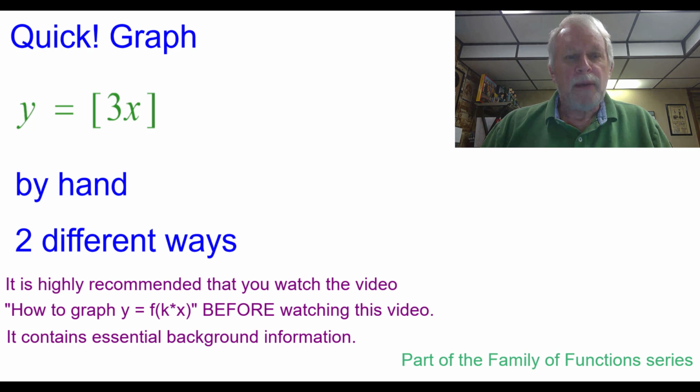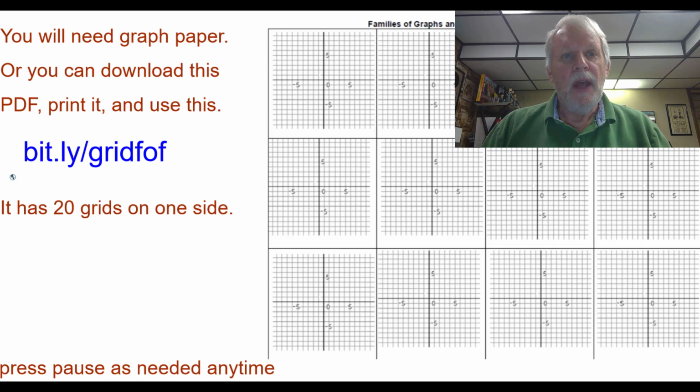Quick, graph y equals the greatest integer of the quantity of 3 times x by hand 2 different ways. It is highly recommended that you watch the video How to Graph y equals f of the quantity k times x before watching this video. You will need graph paper, or you can download this PDF and print it. Press pause as needed anytime during the video.